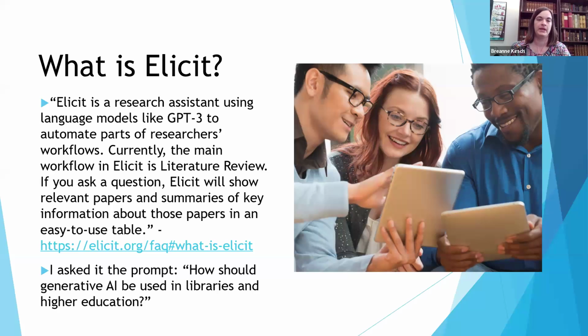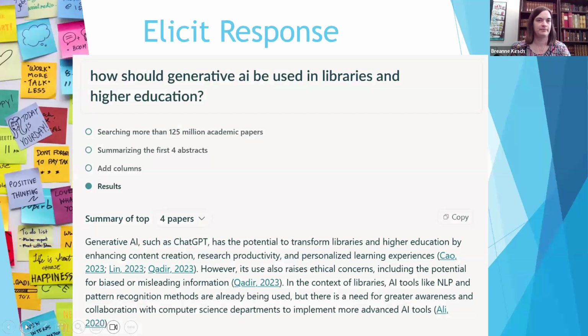So I asked it the prompt, how should generative AI be used in libraries and higher education? And this is what it gave me. Kind of similar to Consensus, it gave me a summary of the top 4 papers. What I like about this tool is it gives you in-text citations, which is pretty neat. And it gives you a summary and then it cites what papers they are getting this information from, which I find to be useful.